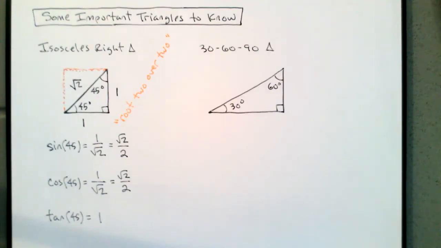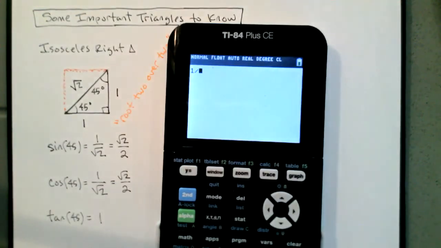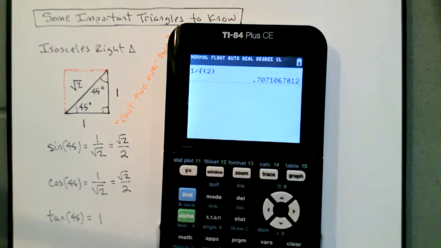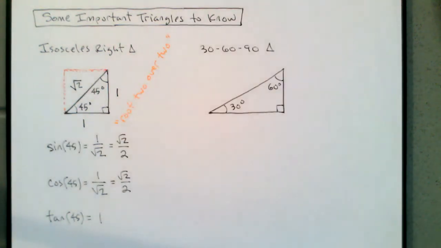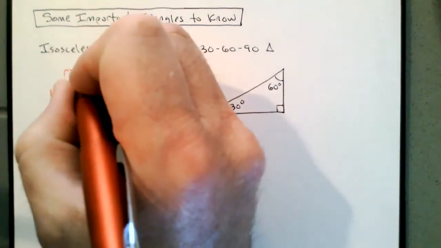One over the square root of 2 is the same as the square root of 2/2. 1 over the square root of 2 is 0.7071. And the square root of 2 divided by 2 is 0.7071. So they're the same. So we think of this isosceles right triangle as cutting a right triangle out of a square by cutting it across the diagonal.